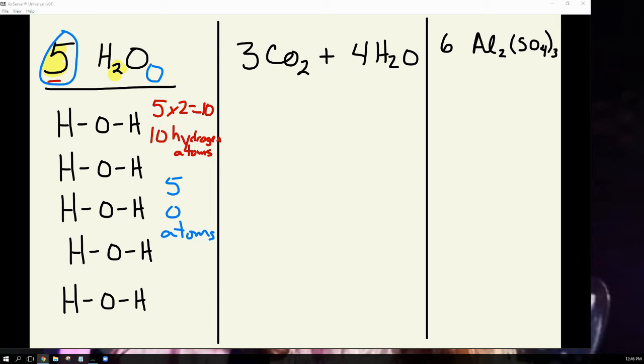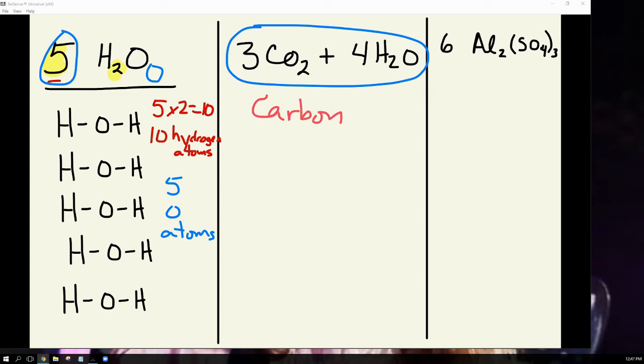Okay. What about if I have something like this? Oftentimes in a chemical reaction, we'll have more than one substance on each side. So let's look at what elements I have. So first I have carbon. Let's do carbon in orange, or whatever color this is. Kind of looks like a reddish color. All right. So for carbon, I can do 3 times 1. I have 3 carbon dioxide molecules. So I have 3 times 1. I have 3 carbon atoms.